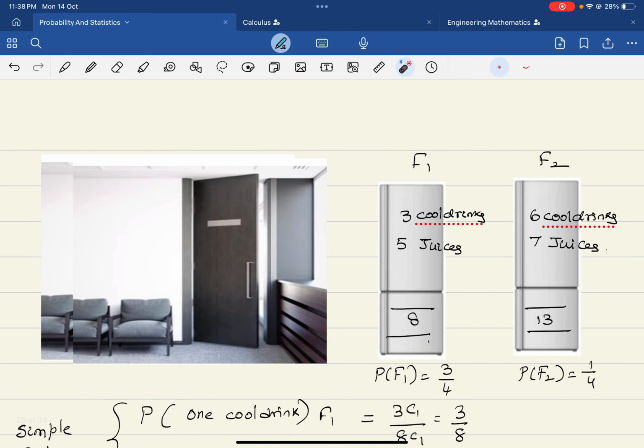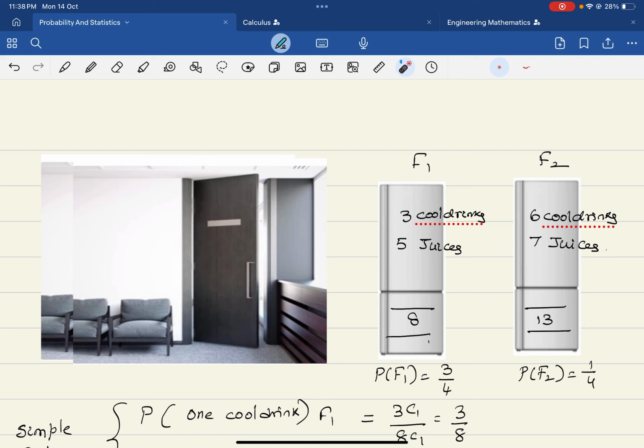Suppose there is a house and the entrance is from this side. As soon as you enter into the hall, there are two fridges here, fridge 1 and fridge 2. Fridge 1 consists of 3 cool drinks and 5 juices, let us say. Fridge 2 consists of 6 cool drinks and 7 juices. So totally there are 8 products in fridge 1 and 13 products in fridge 2. Okay, let us come to the concept here.